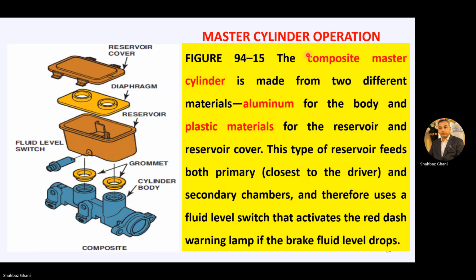Let's see master cylinder operation. The composite master cylinder is made from two different materials, aluminum for the body and plastic material for the reservoir and the reservoir cover. This type of reservoir feeds both the primary chamber, closest to the driver, and the secondary chamber, and therefore uses a fluid level switch that activates the red dash warning lamp if the brake fluid level drops. So this is your reservoir cover, then you have a diaphragm, then you have a reservoir, and then this is your fluid level switch, whose indication is on your dashboard.